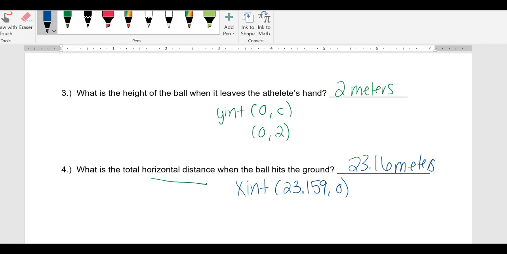So there's some applications, and I think that this will be helpful, especially Desmos, as you attempt some problems dealing with applications on your own.